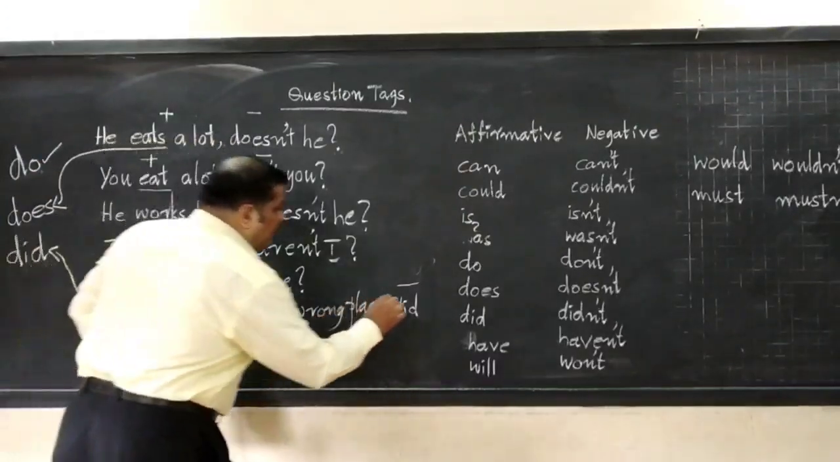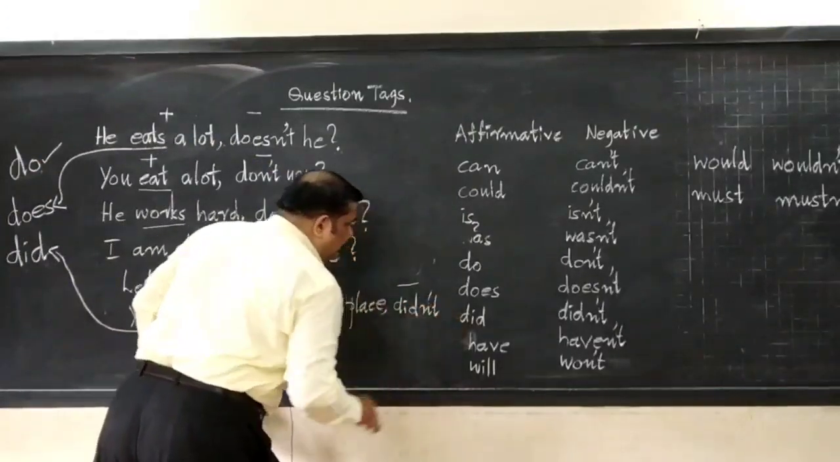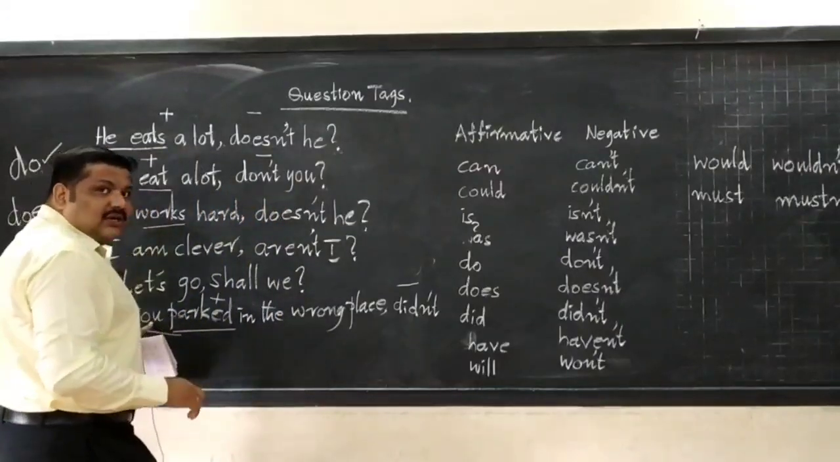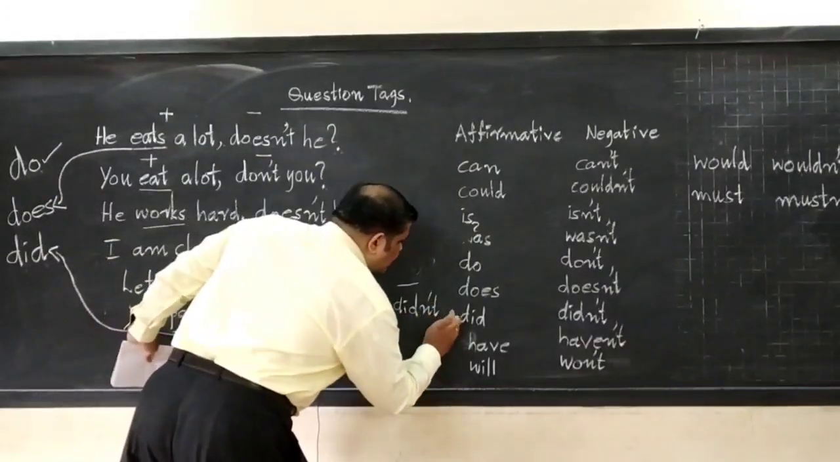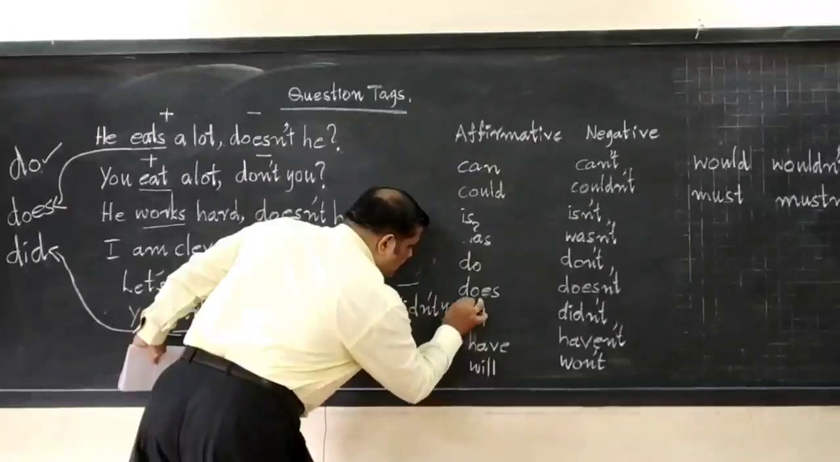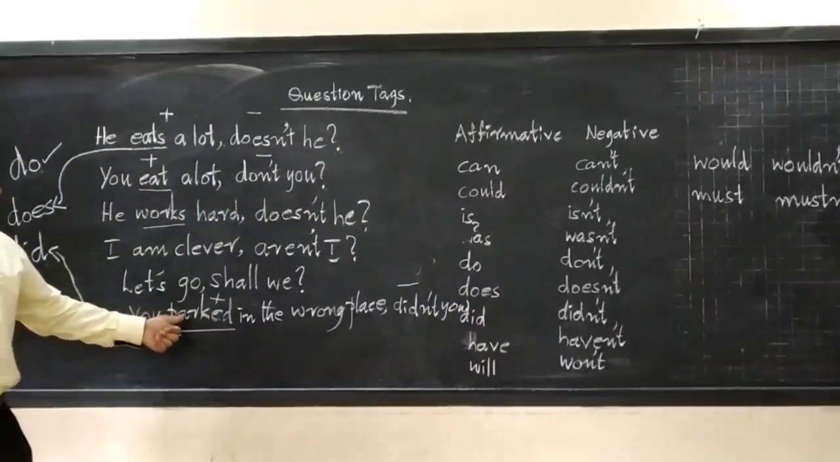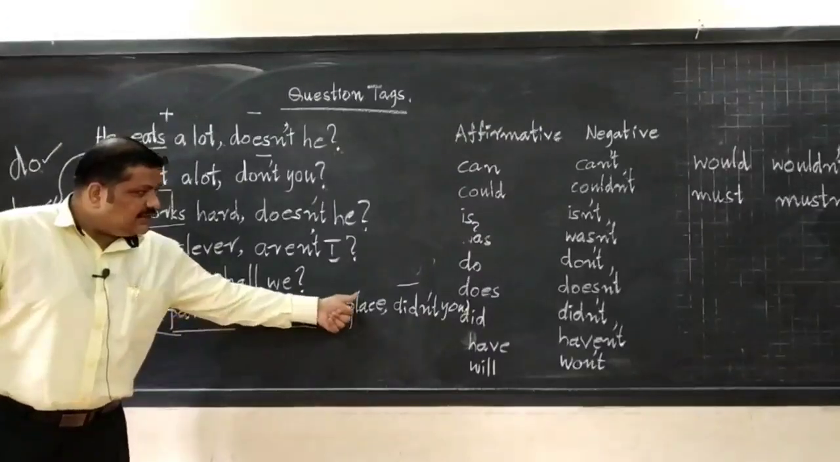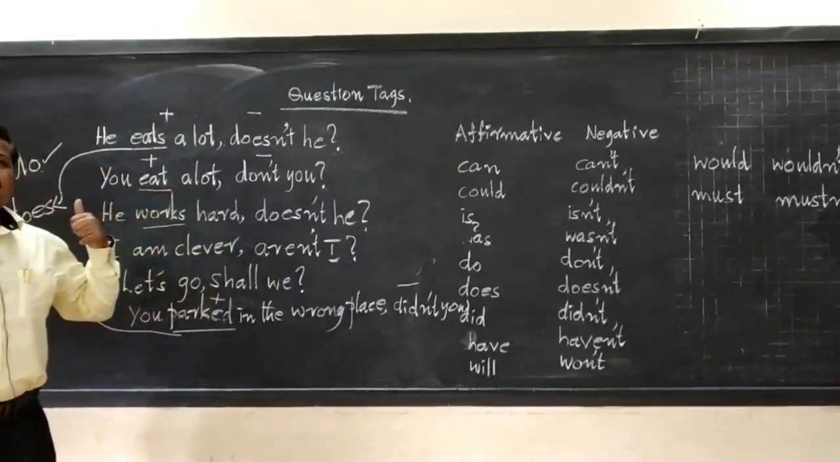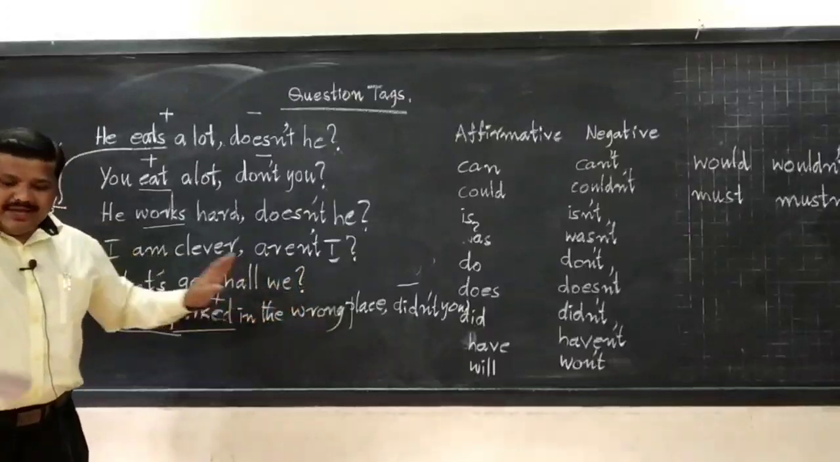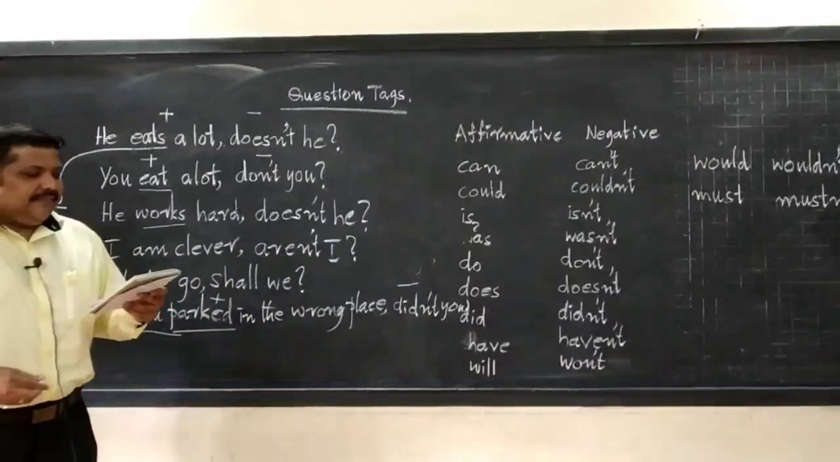Did. Make it negative. Didn't. What is the pronoun you are going to put? You. Didn't you? So, you parked in the wrong place. Didn't you? So, that is how you make the sentences.